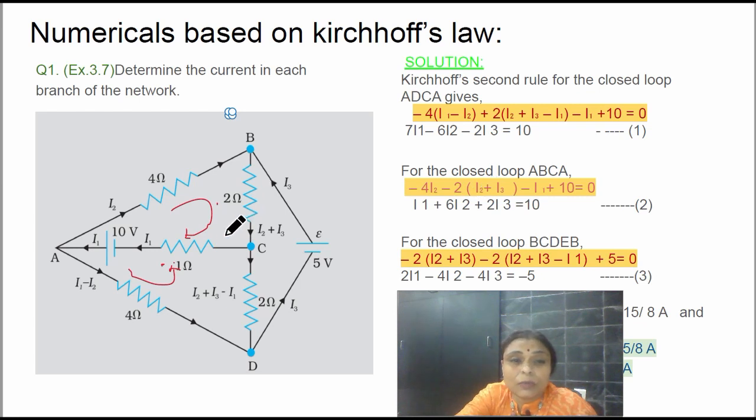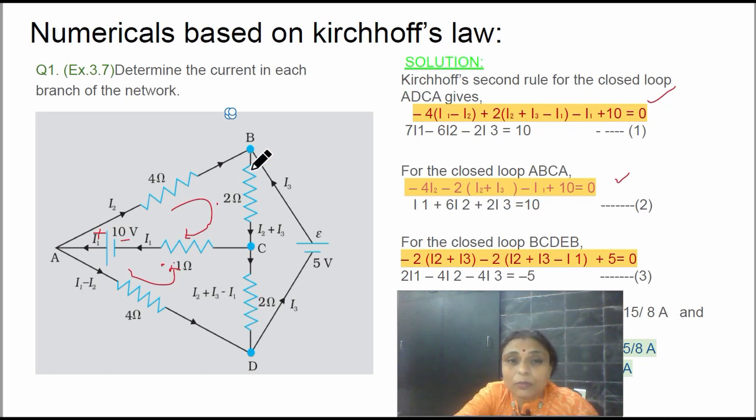Then we move along the 1 ohm resistance, current is also in the same direction, we are also moving, so again minus I1. And then we encounter a cell, this is negative and this is positive. So from negative to positive, it is positive, so plus 10. So we have got two equations here. Earlier we did the first equation, and now the second loop, second equation.